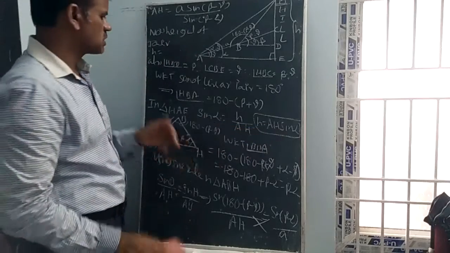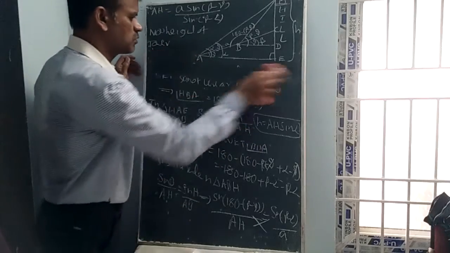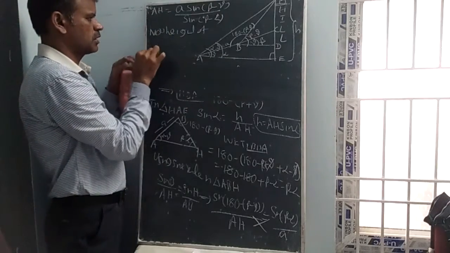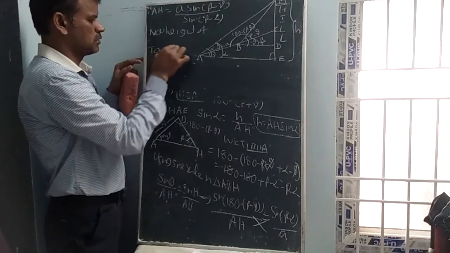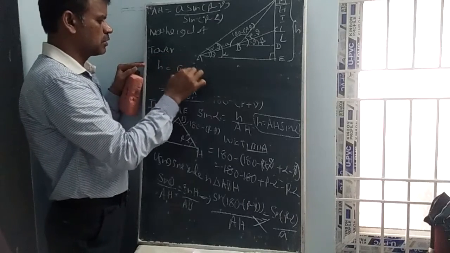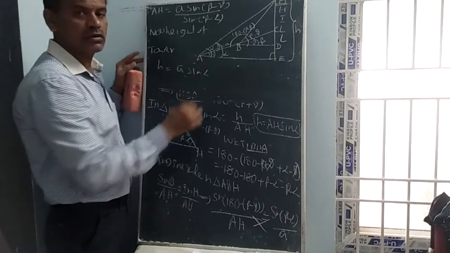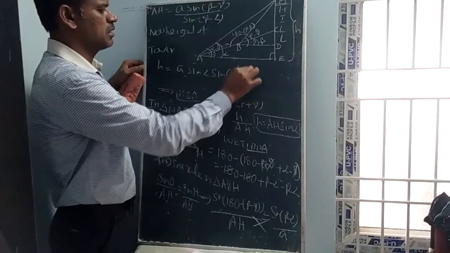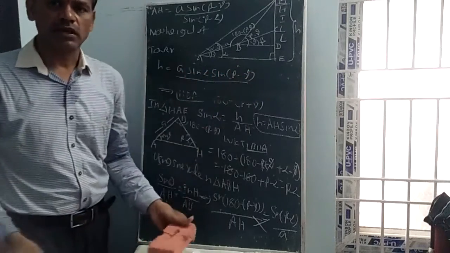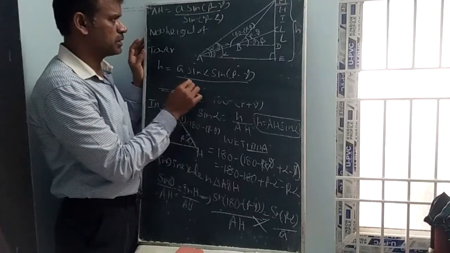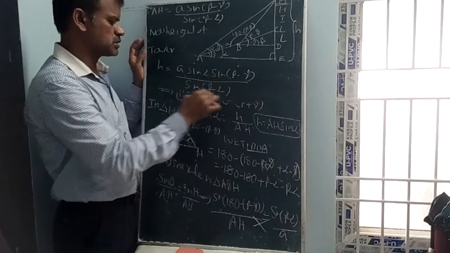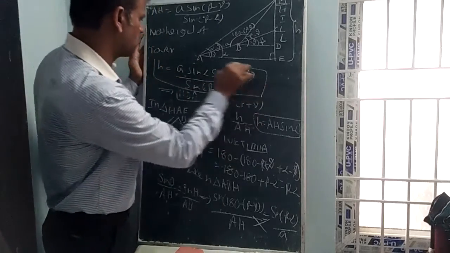This full into sine alpha we can write. Small h, the height of tower, is equal to a into sine alpha into sine of beta minus gamma by sine of beta minus alpha. This is the most important formula.